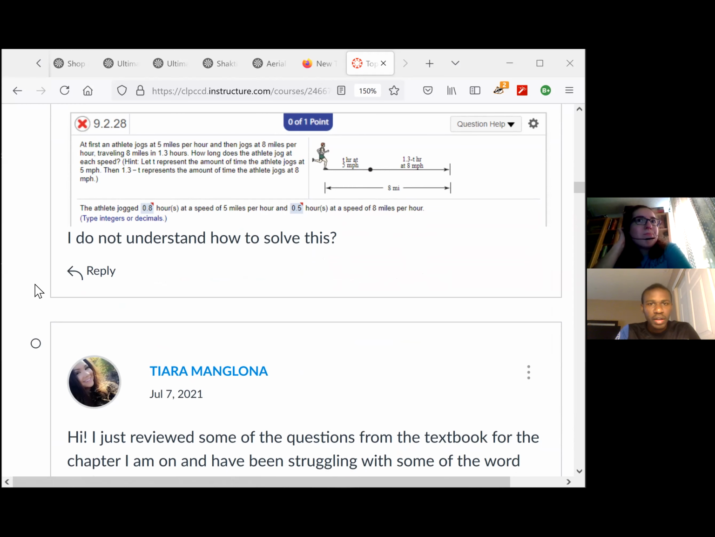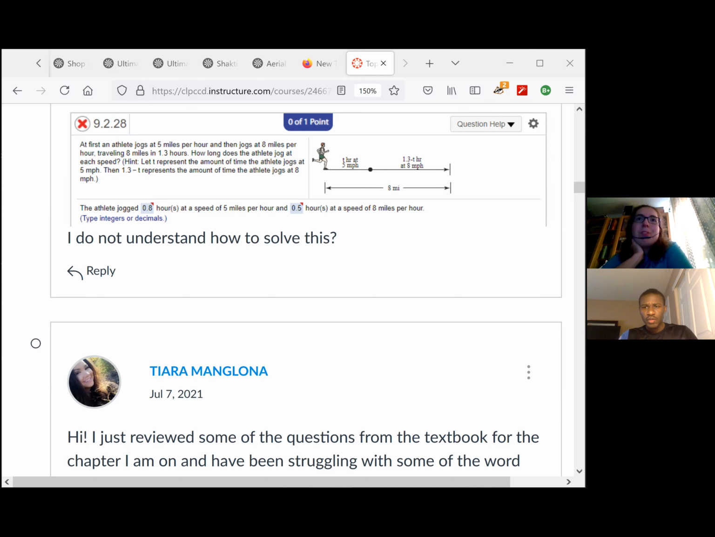Okay, so let me quickly go over it. An athlete jogs at 5 miles per hour and then jogs at 8 miles per hour, traveling 8 miles in 1.3 hours. How long does the athlete jog at each speed? Let T represent the amount of time the athlete jogs at 5 mph. Then 1.3 minus T represents the amount of time the athlete jogs at 8 mph.